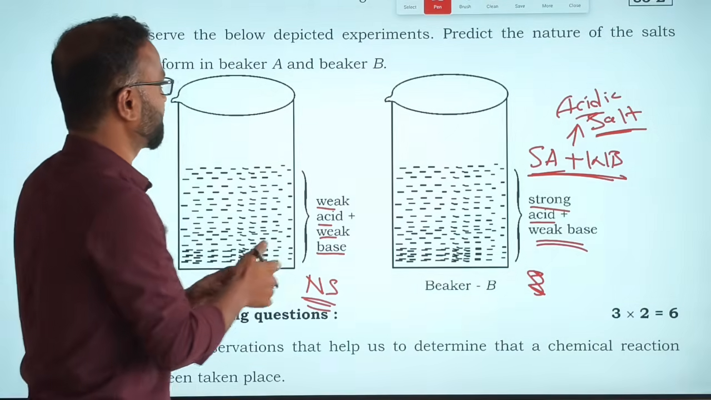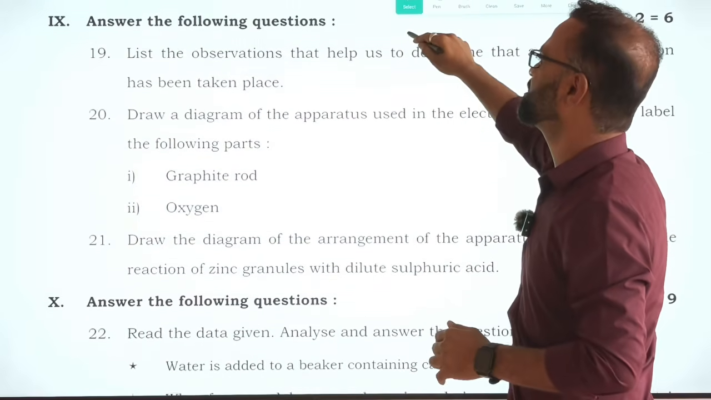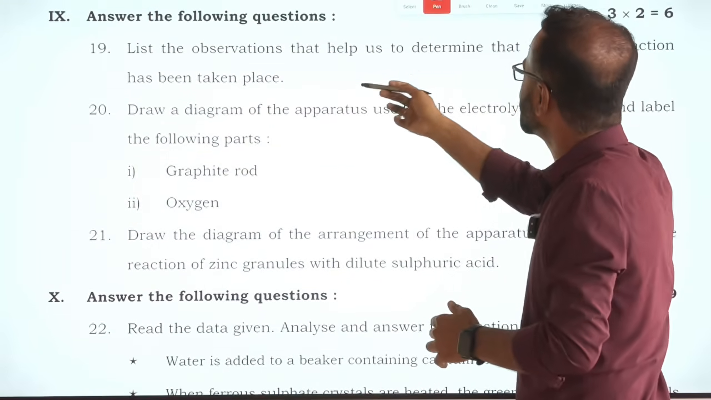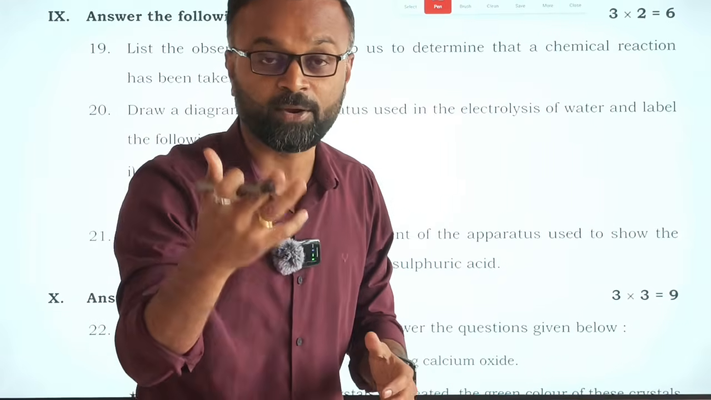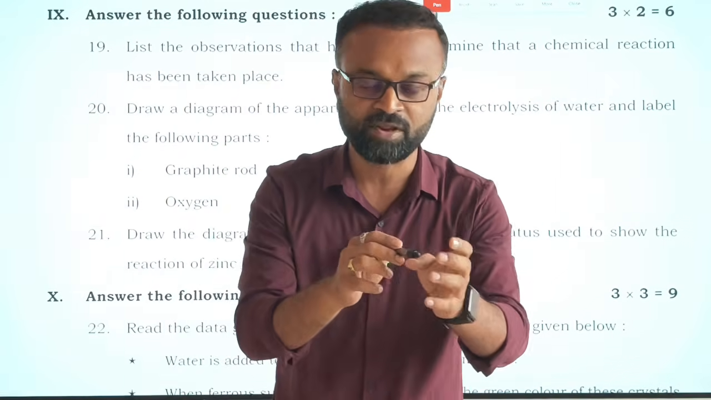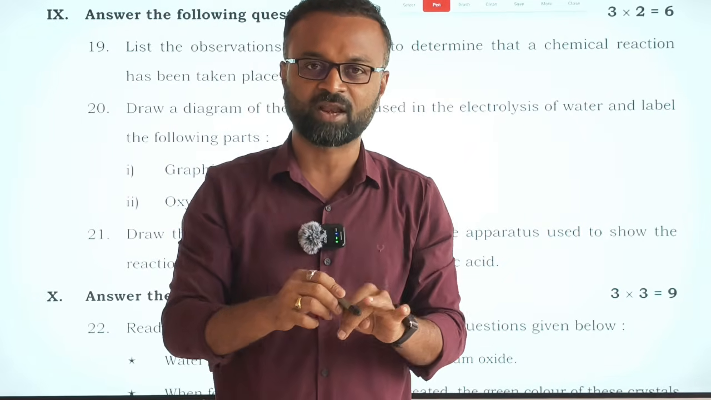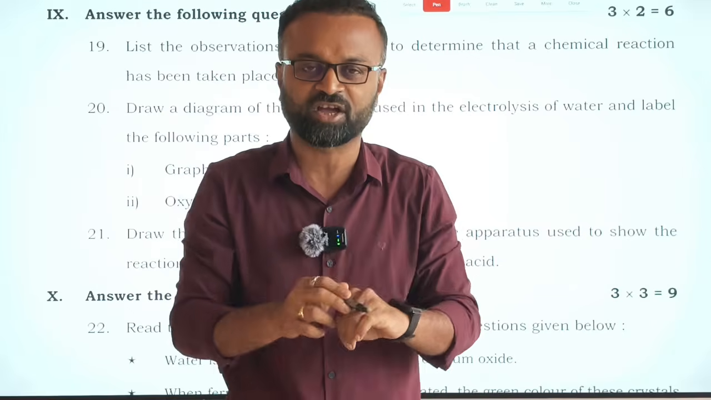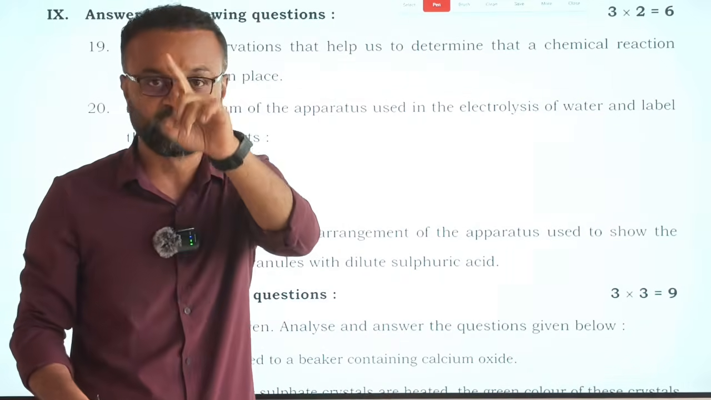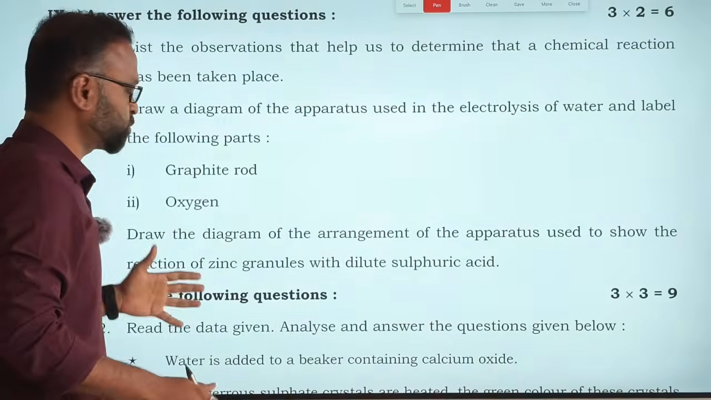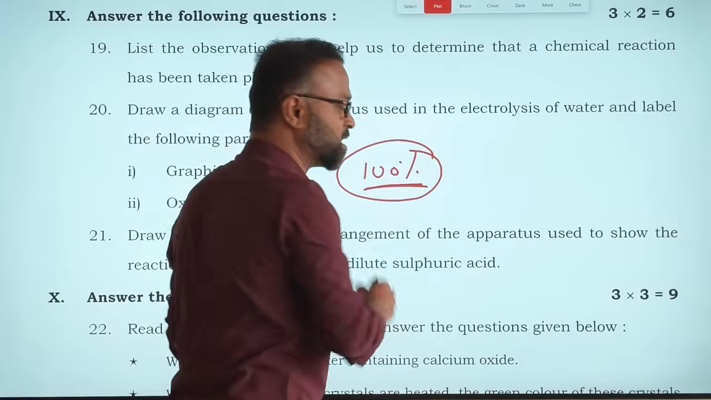Now next one. This is interesting again. That is the list of very simple questions they ask. List the observations that help us to determine that a chemical reaction has been taking place. By seeing, how can you tell this chemical reaction is taking place? One is by evolution of gas, by formation of a white precipitate, by producing light, by producing sound, by change in color, by change in temperature, we can determine that the chemical reaction has taken place. Very simple question.